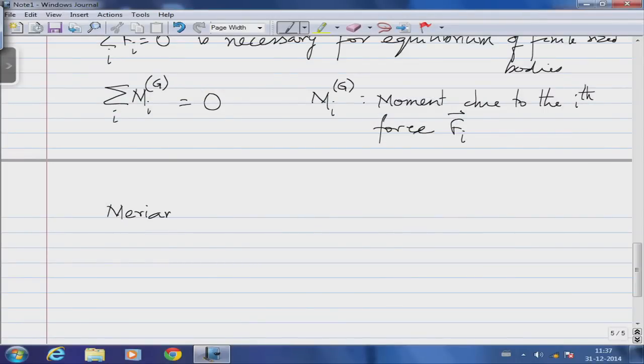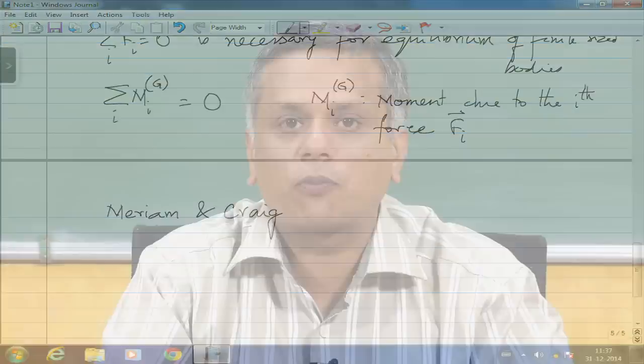So, this is a simple understanding. For more detailed discussions, you can refer to any standard textbook such as Meriam and Craig. The first 2 chapters would discuss a more rigorous derivation of these laws of equilibrium for static systems, but this will suffice for the purpose of this course.